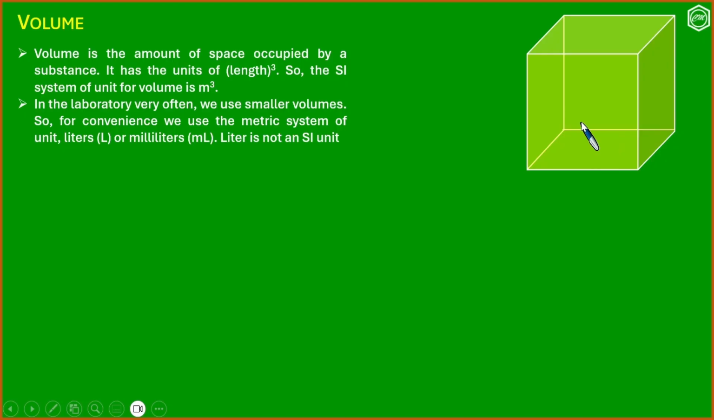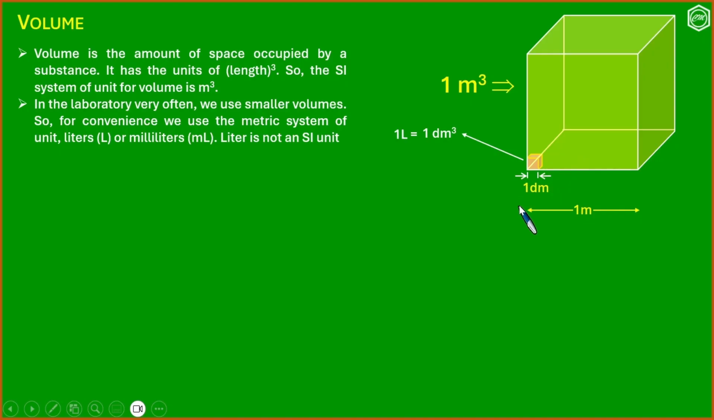Instead, this cube and its side is 1 meter. Therefore, the volume of this cube is 1 meter cube. Now imagine a small cube within this large cube and let the side be 1 decimeter. So the volume of this small cube is 1 decimeter cube. And 1 decimeter cube is 1 liter. See, this 1 liter is a very small volume compared to 1 meter cube.